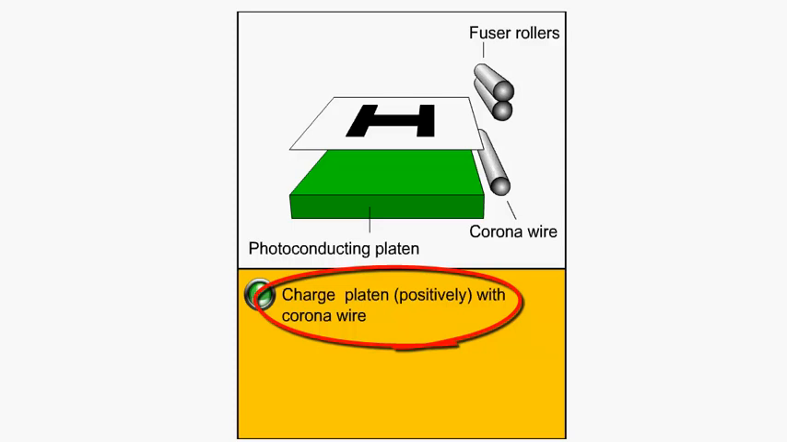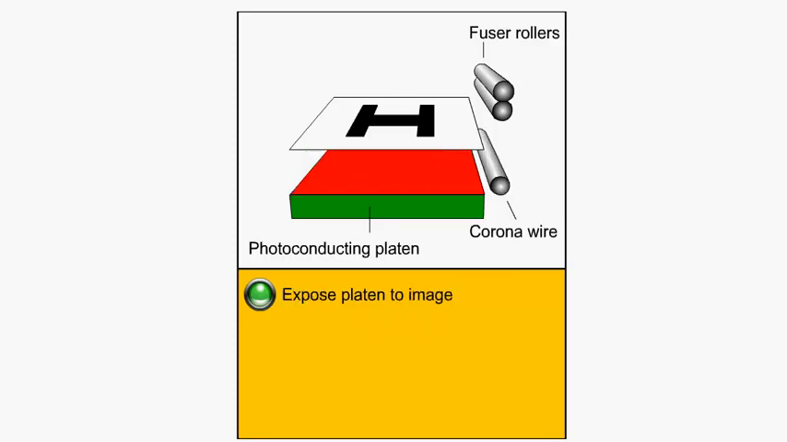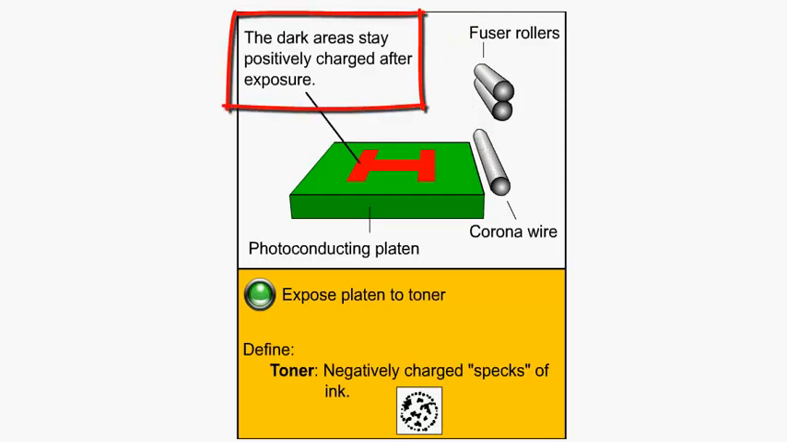Next, we charge the platen positively with the corona wire. The next step is to expose the platen to the image. The dark areas stay positively charged after exposure.